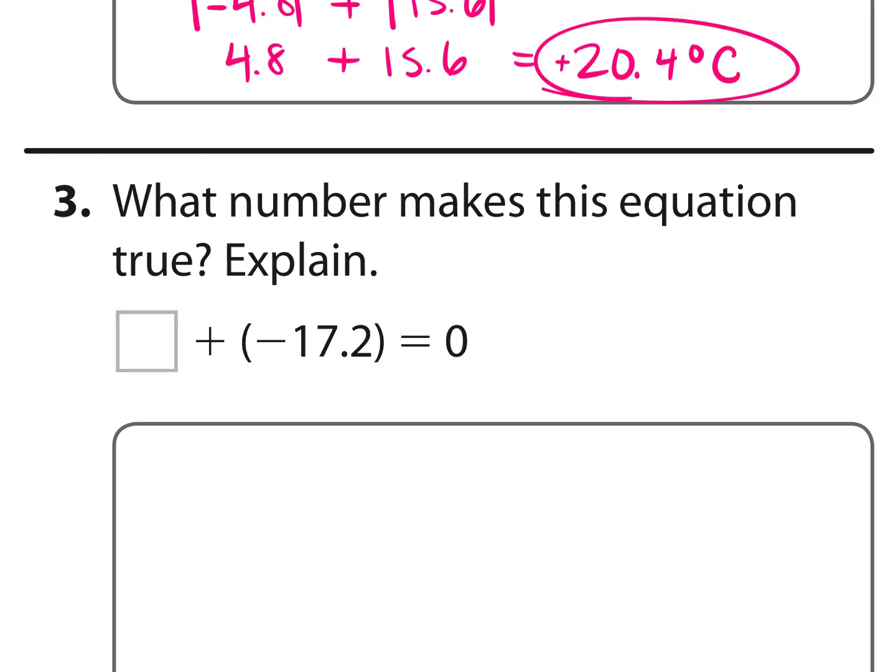It increased. Number 3, what number makes this equation true? Well, some number plus a negative 17.2 equals 0. That number would be positive 17.2 because opposites add to 0.